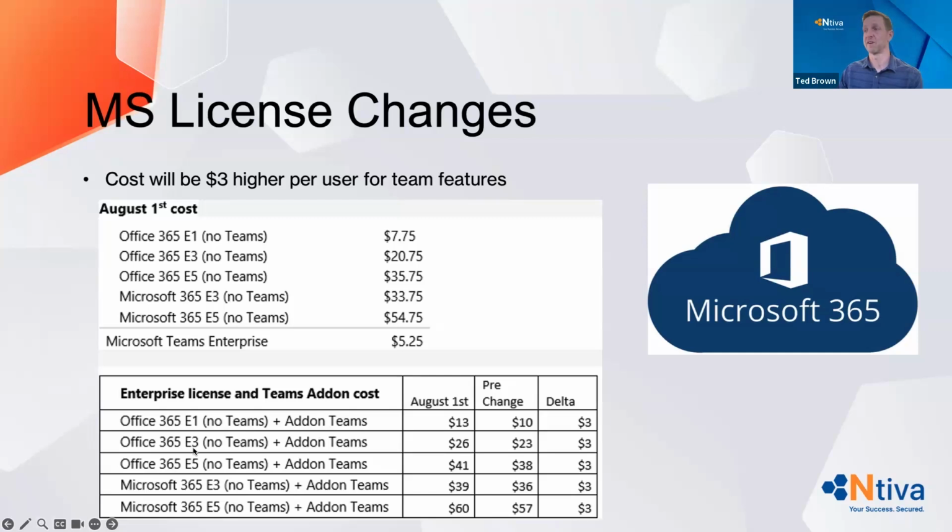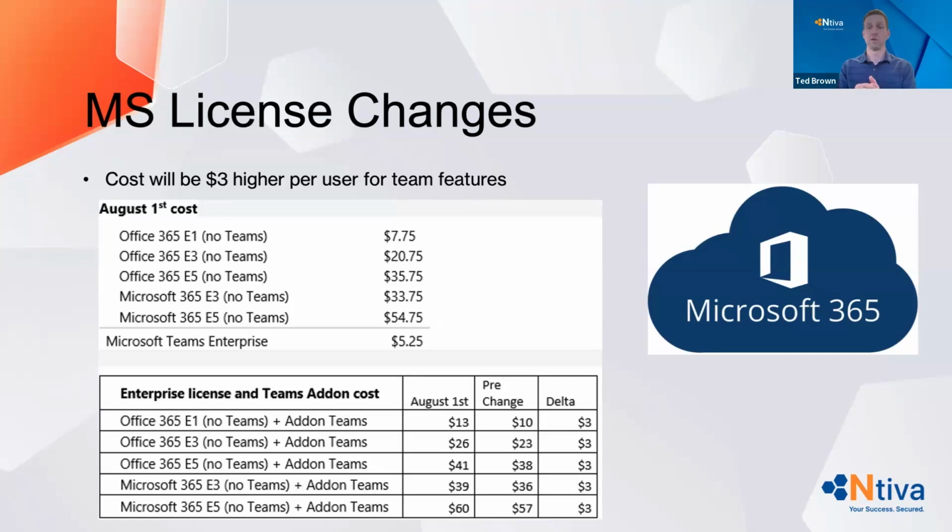So Office 365 E3 with no Teams plus the add-on is $26. Before this change, it was $23. The delta is $3. So you can see here, it is the same across the board. So if you want to add on the enterprise license for Teams after August 1st, again, if you don't have that license today, then it will be an additional $3 per user to use the full suite that you might be used to if you're expecting to have Teams in there. So there is some cost difference there.